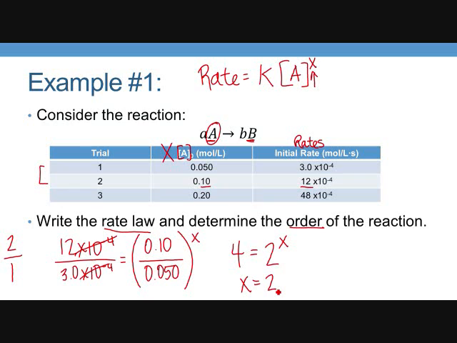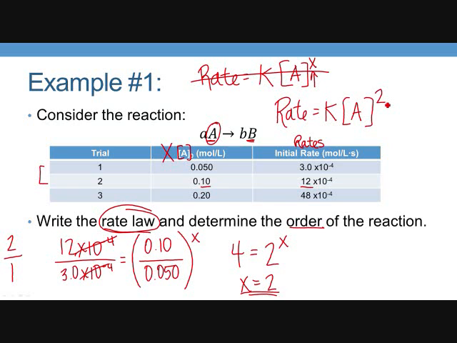Okay, in order to get the point for the rate law, what you have to do is, if you have a pencil, you could erase, or you could just write again, rate equals K times the concentration of A. But now, instead of plugging in x, we're going to plug in that x equals 2. So it's going to be squared. Okay? So this is half of our answer. This is the rate law.